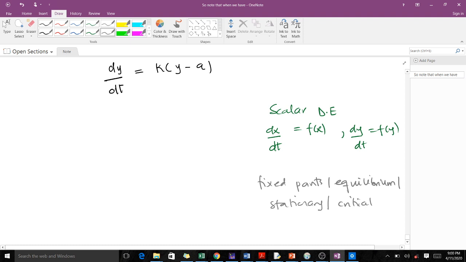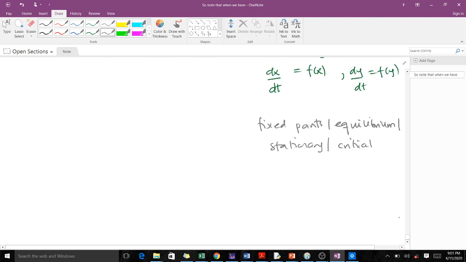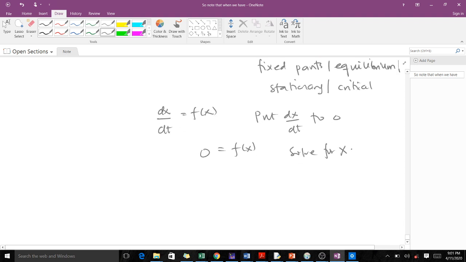So in finding the fixed point of a scalar differential equation, let's say dx/dt equals f of x, what we do is that we put dx/dt to 0, then we get 0 equals f of x, and we solve for x. So that means that our fixed point becomes the value for x. So let's say x equals x star, where x star is the fixed point. Before we can discuss the stability of a scalar differential equation, we always have to find the fixed point. And that's how we find our fixed points.